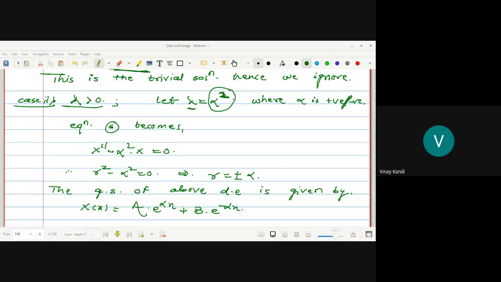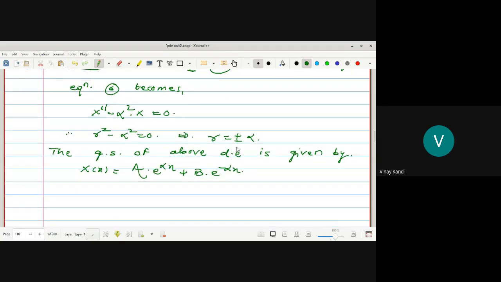Is my voice audible? Yes, sir. Hmm. If there is any question or any step you don't understand, ask me right there. Okay. So this is X of x is equal to A into e raised to alpha x plus B into e raised to minus alpha x.